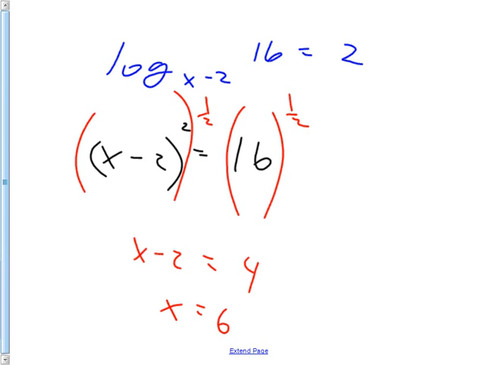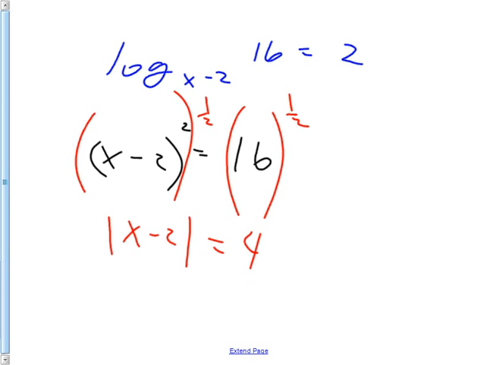Not negative 6. Know why? Because we took a square root on both sides. We have done this so many times. When you take a square root on both sides, you're supposed to get the absolute value of x minus 2 equals 4. You've got to do that. So then that's going to split it into two parts. x minus 2 is either equal to 4 or x minus 2 is equal to negative 4.